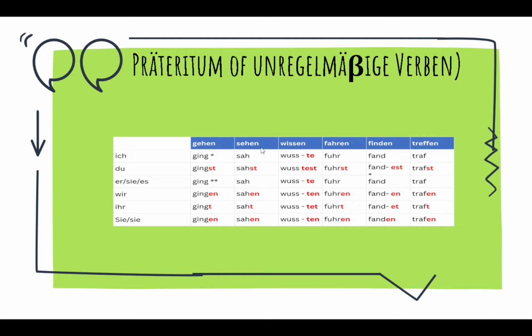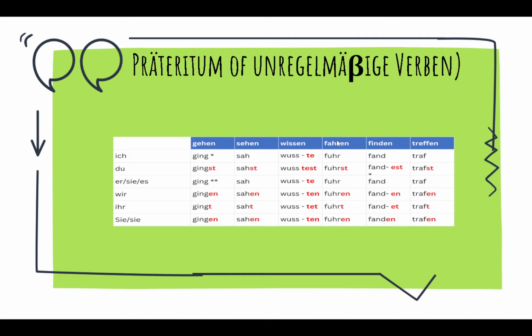Then sehen. Sehen means to see. Ich sah, du sahst, sie es sah, wir sahen, ihr saht, sie sahen. Okay? Now wissen. Wissen means to know. So ich wusste, du wusstest, sie es wusste, wir wussten, ihr wusstet, sie wussten.